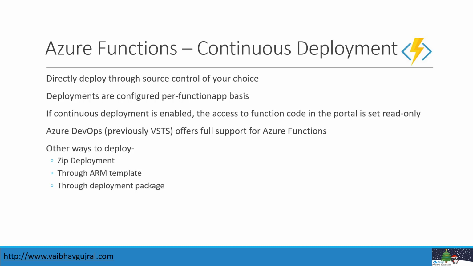Azure DevOps, previously called Visual Studio Team Services, offers full support for Azure Functions. There are other ways to deploy Azure Functions, including zip deployment, ARM template deployment, and through deployment packages.